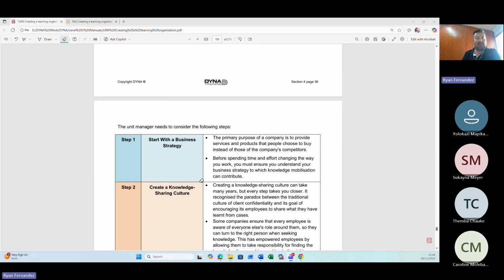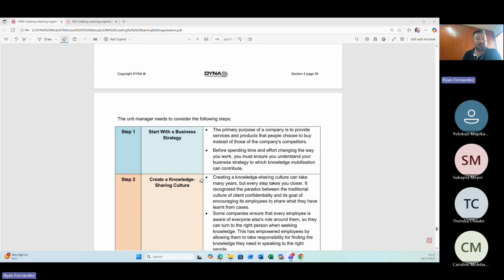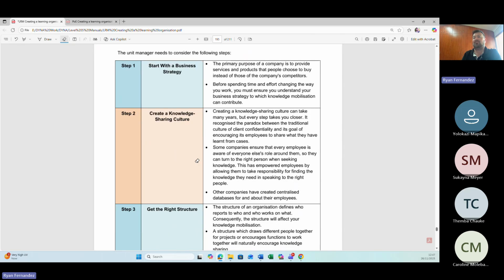So let's take a look at some of the steps. These steps are quite important because they are going to be part of the portfolio a little bit later. The first thing is that we need to start with a business strategy. So we need to be looking at the primary purpose of the company, which is to provide services and products that people choose to buy instead of the company's competitors.